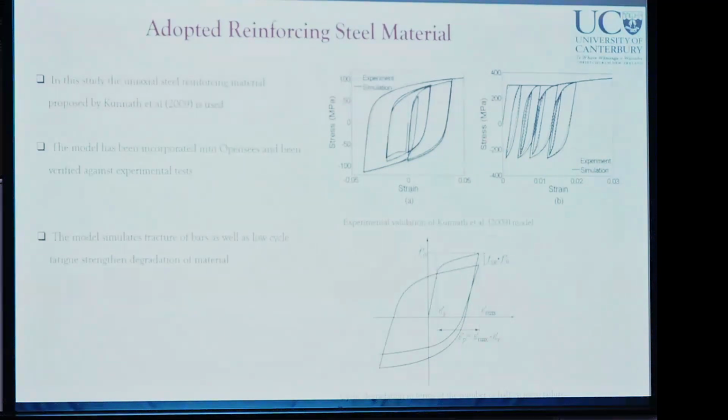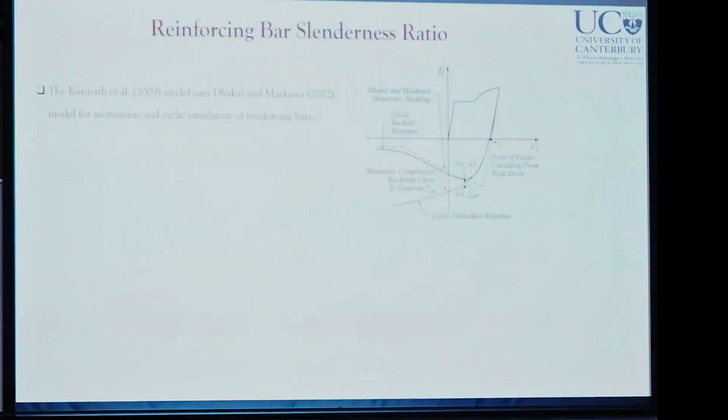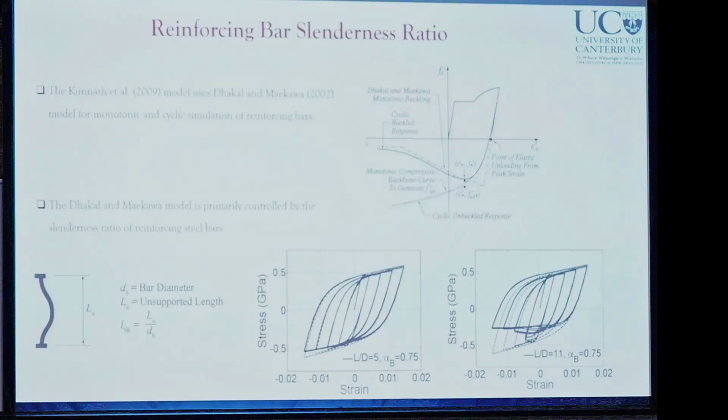So it captures the cyclic degradation and fracture of the bars with a low cycle fatigue model, and for buckling of reinforcing bars, it uses Dhakal and Maekawa's model, which is widely accepted in the literature. It takes into account both cyclic degradation and also failure of the bars due to buckling. A very important parameter in the buckling model of Dhakal and Maekawa is a parameter which we have called LSR. LSR, as you can see here, is the ratio between the unsupported or buckling length of the steel bars to the diameter of the bars.